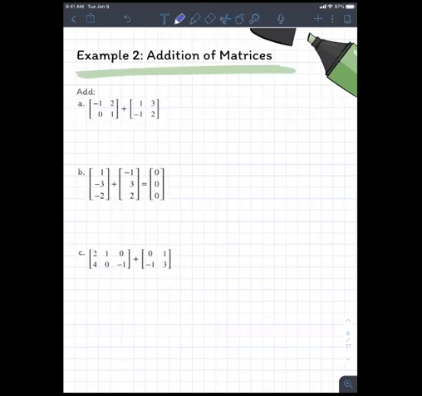So for us to be able to add, they have to be the same size. So for this first one, our first element, you're going to do -1 plus +1. Our second element would be 2 plus 3, 0 plus -1, and 1 plus 2. So you're adding the ones that are in the same position in each matrix together to get your answer.